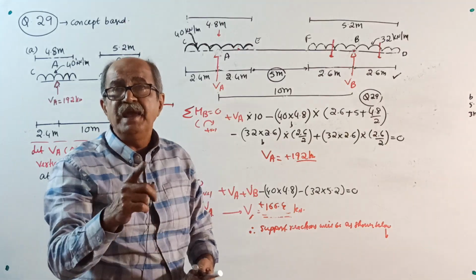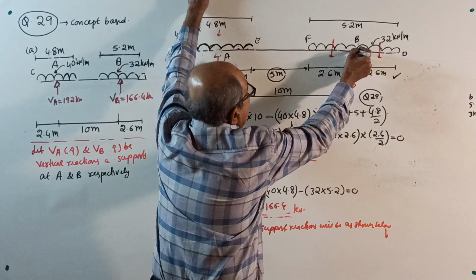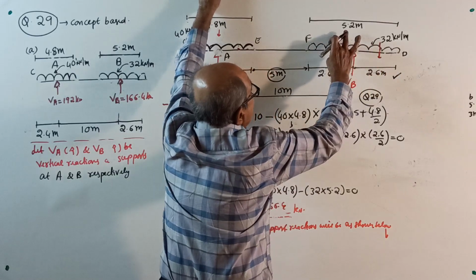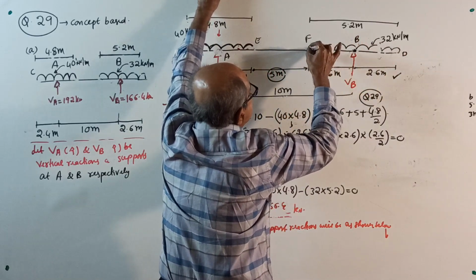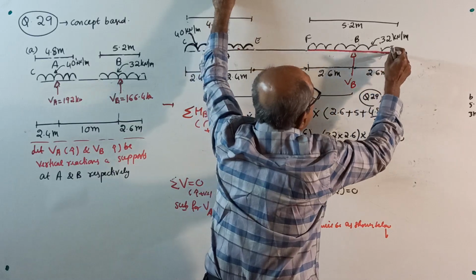Now do one thing, make a note. Now, when you take moment about B, see, these all will remain same. The UDL either side, we divide into two parts. No, we want single stretch. See, single stretch we want. You write there, single stretch.